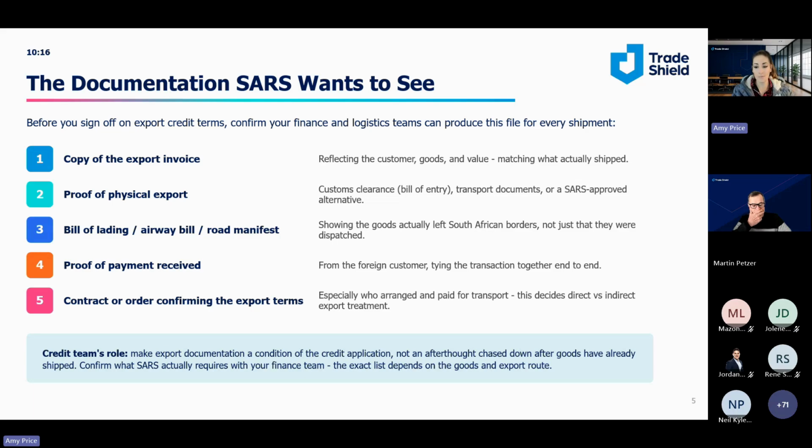So this matters because this exact list of what we're seeing over here can vary depending on what goods you export, what route you take, what country they're going to. So confirm the specifics with your own finance team first to make sure that they're also aware of it. It does live with them, and again should also live in your credit policy on how this will work in your business.